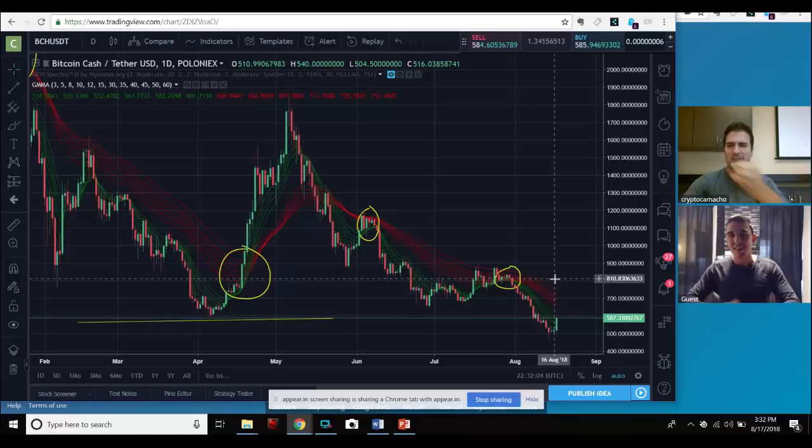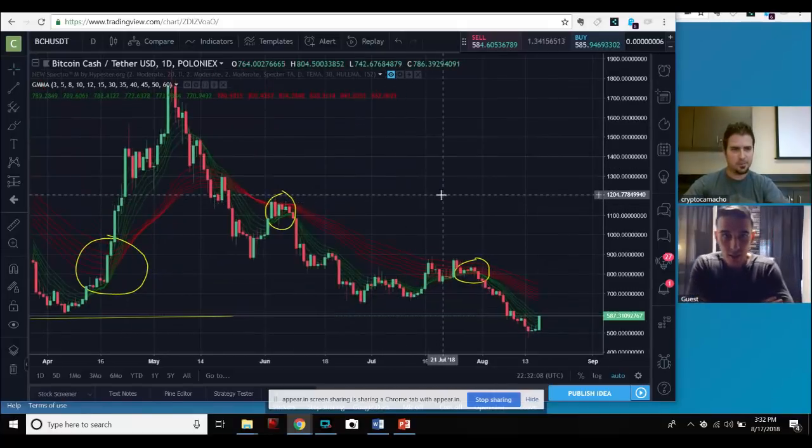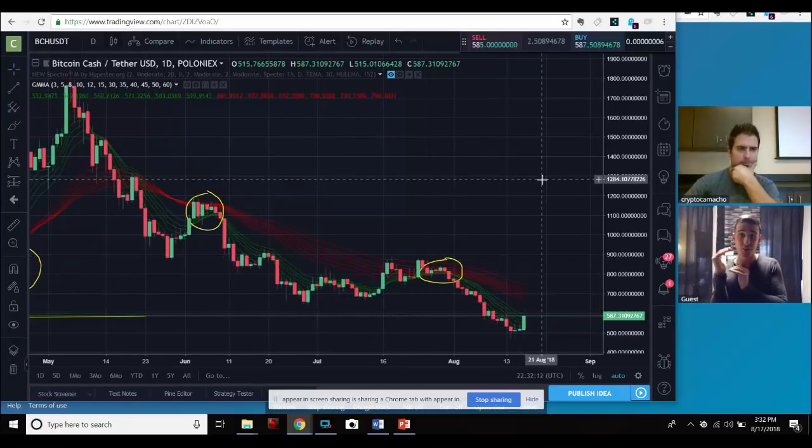This is good though. So this is the GMMA indicator. I like this. I've never actually used this before myself. It's very simple. I like it because of how simple it is, and it gives you so much insight.